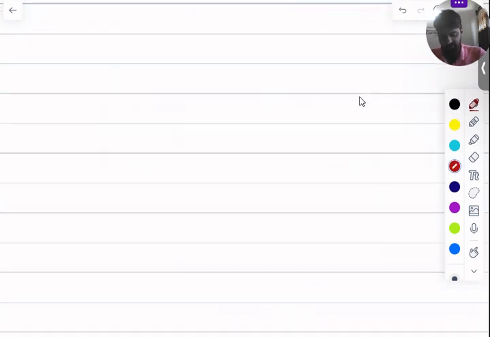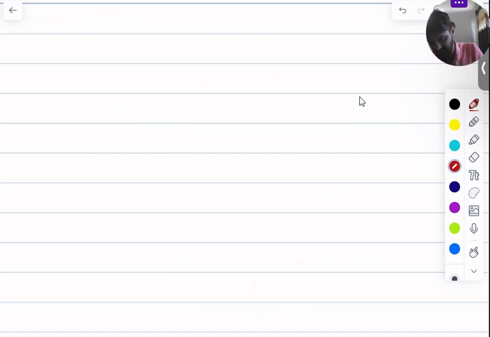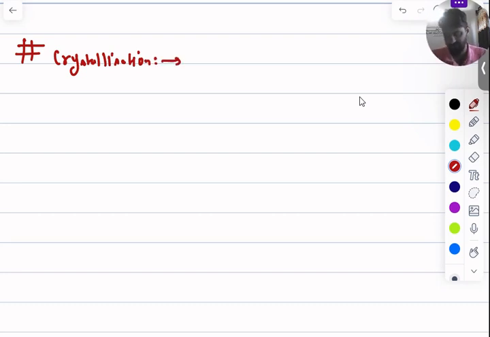Okay, so right now I'm going to talk about crystallization. I think in the last 2 to 3 years they have not asked questions from crystallization, so it may be that this year there is a possibility that these questions can be asked. So let's try. This is a very small concept, but it will be completed in a very short time. The definition I am not going to discuss here.